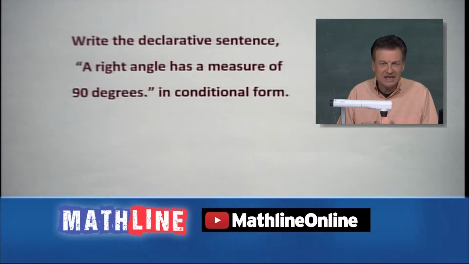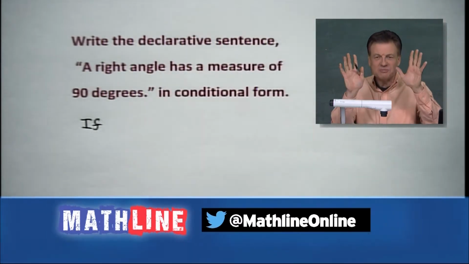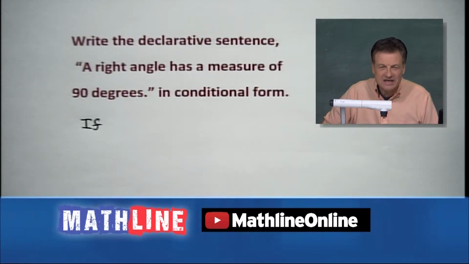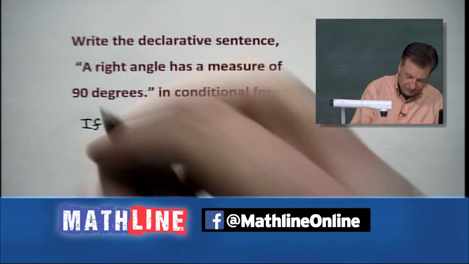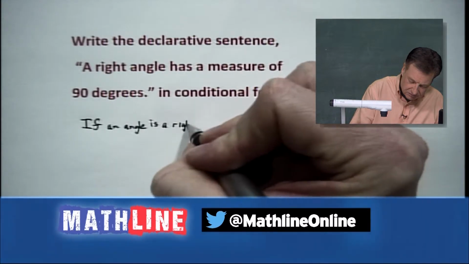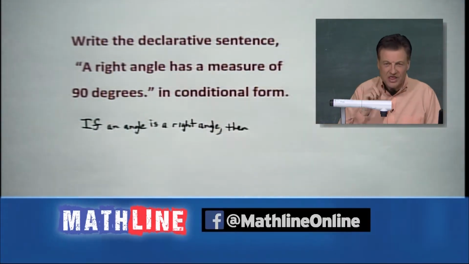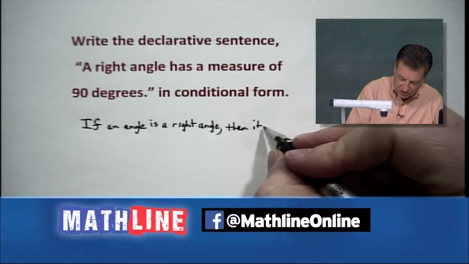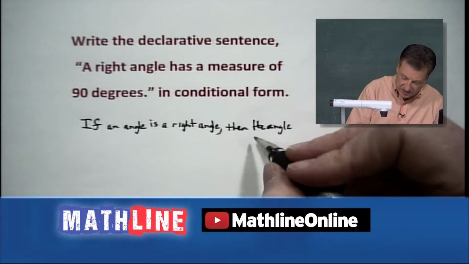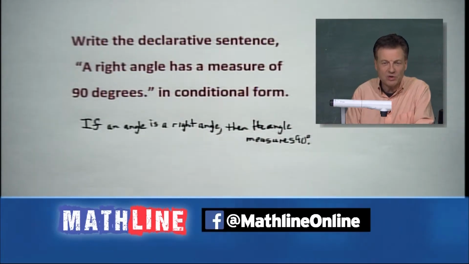So what we want to do is write that in a conditional form. So let's do an if-then form. So we're going to take this statement. What comes first, my friends? Right angle, right? Oh boy, that's a lot of rights in there, isn't it? Has a measure of 90 degrees. 90 degrees is what's going to follow. So here's our story. If an angle is a right angle, then, it's time for the then. Then what have we got? The angle measures 90 degrees, okay? And I'll use the degree form. We know what we've got going there.